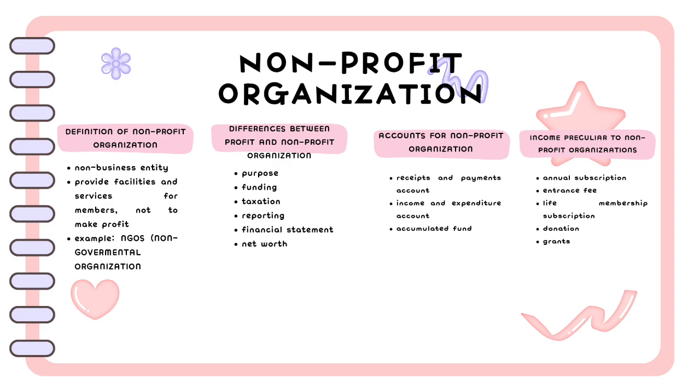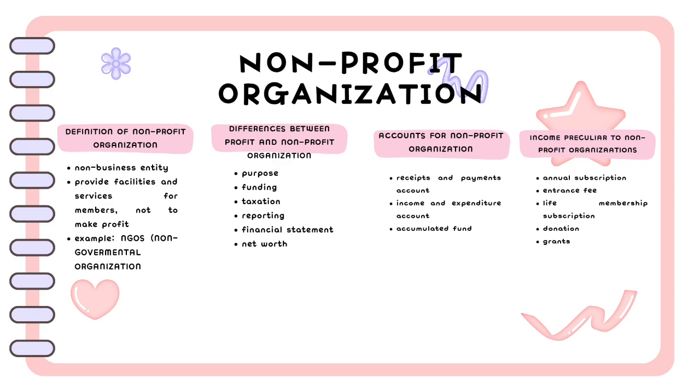For accumulated fund, it represents a form of capital account for non-profit organization. A profit-oriented organization would have a capital account. The surplus earned in the income and expenditure account will be added to the accumulated fund, whereas deficit will be deducted from accumulated fund. Income peculiar to non-profit organization.